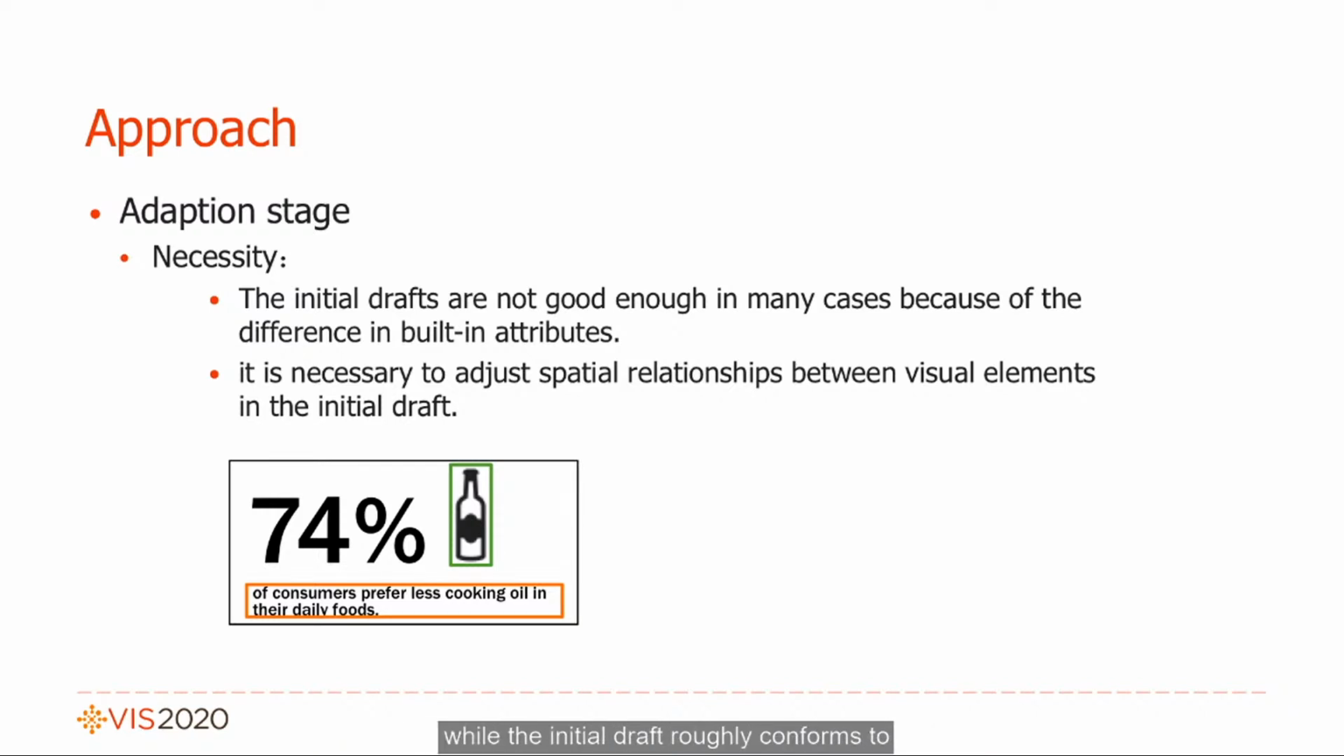While the initial draft roughly conforms to design principles, spatial relationships between visual elements are not good enough in many cases. This is mainly caused by built-in attributes in the query often being slightly different from those in the retrieved example. As is shown in this figure, the font size is too small and impacts the readability. Moreover, there is an excessive white space to the right side of the bottle icon. Therefore, to ensure the quality of generated infographics, we introduce an adaptation stage.